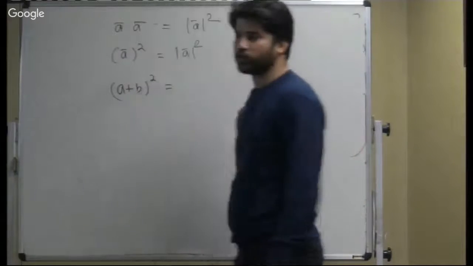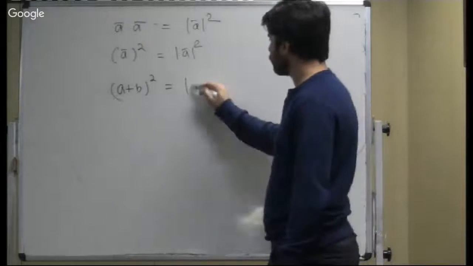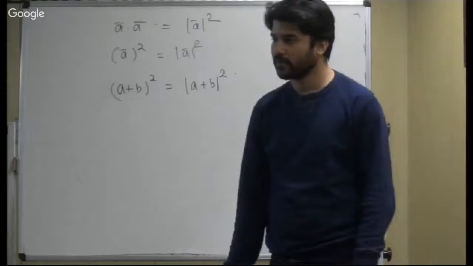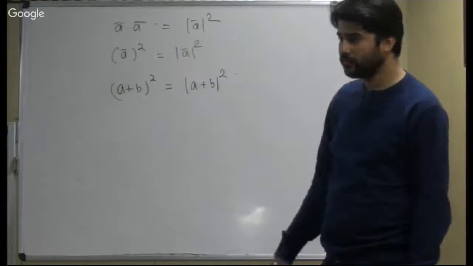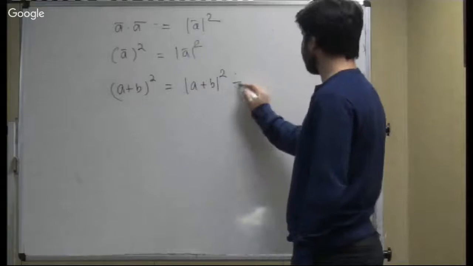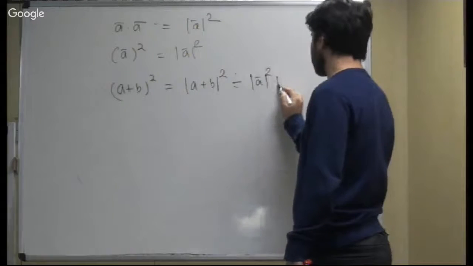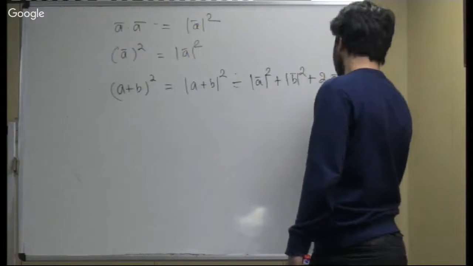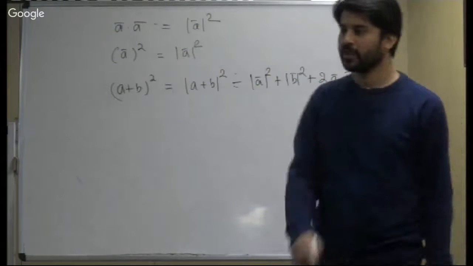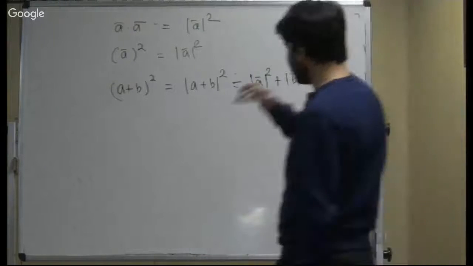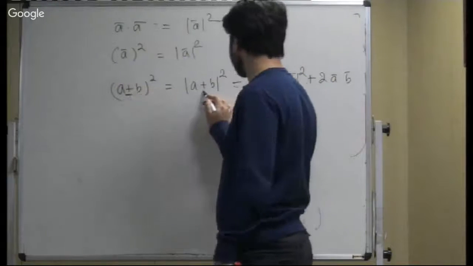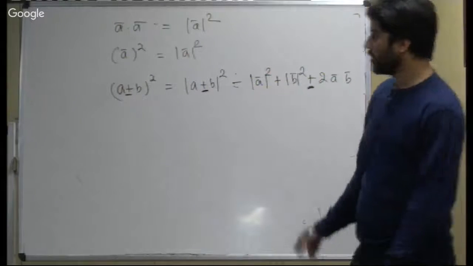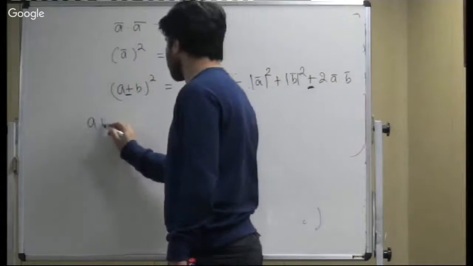So I can also say that (A plus B) whole square, I can say it, no? And what is this going to be? Mod A square plus mod B square plus twice of A dot B. Clear or not clear? Similarly, I can also handle this with minus. Understood?